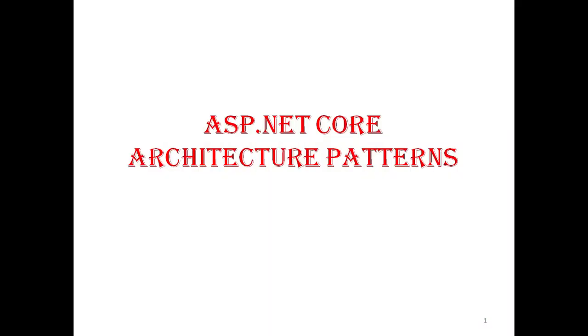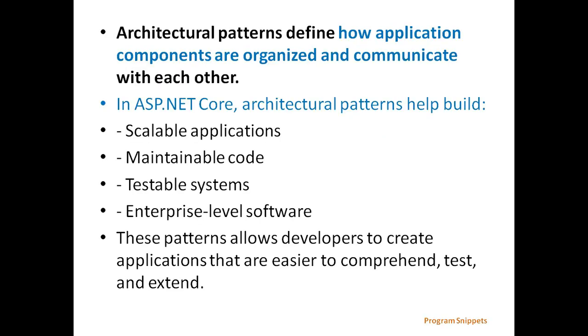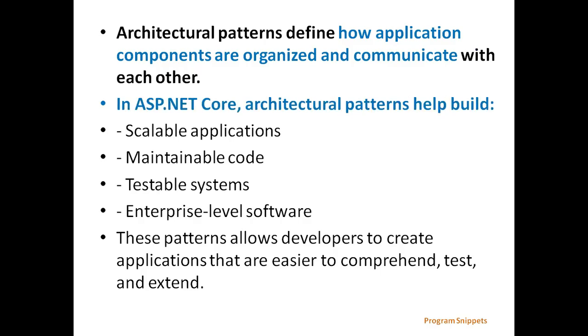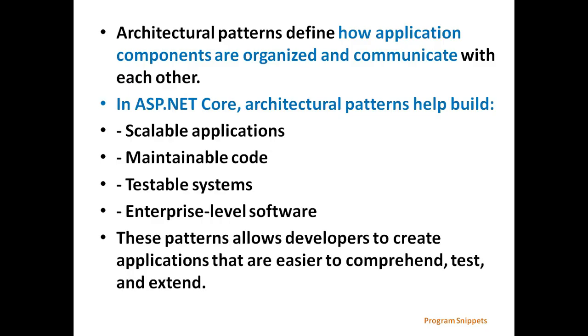Here we will see ASP.NET Core architecture patterns. Architectural pattern defines how application components are organized and communicate with each other. In ASP.NET Core, architecture pattern helps to build scalable applications, maintainable code, testable systems, and enterprise-level software. These patterns allow developers to create applications that are easier to comprehend, test, and extend.